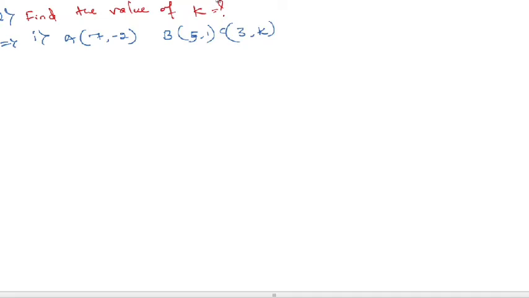The condition given in the question is: find the value of k for which the points are collinear. Dear students, just think: collinear means the points lie in a straight line, yes or no? If the points are collinear, then what is the area of the triangle? The area of the triangle is 0, because no triangle is formed here. If there is no triangle, then its area is 0.